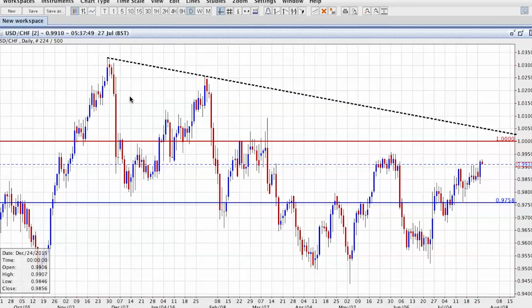Today we'll be looking at the US dollar Swiss franc. I'll be discussing the recent trading history in this currency pair, and I'll also be trying to identify some key technical levels as we move towards the all-important Federal Reserve interest rate decision.